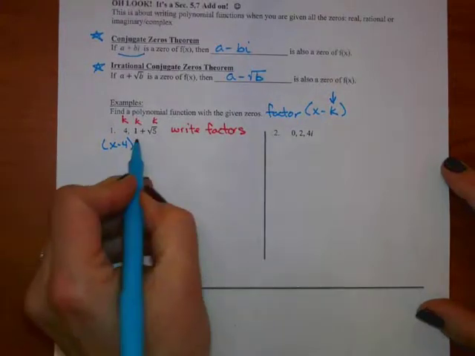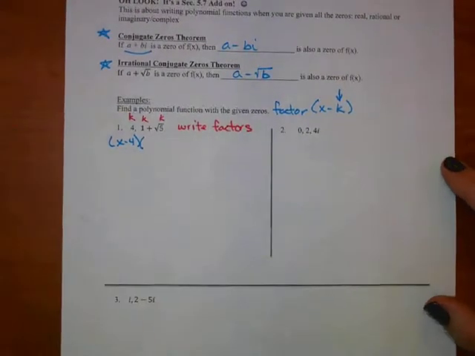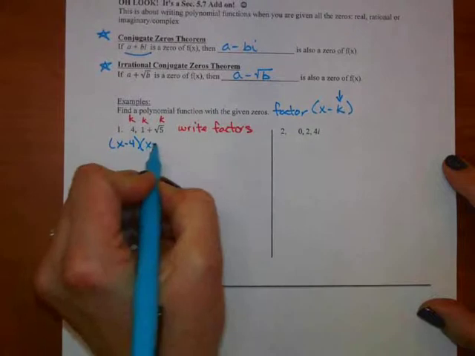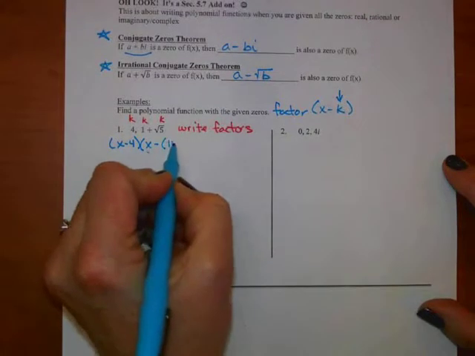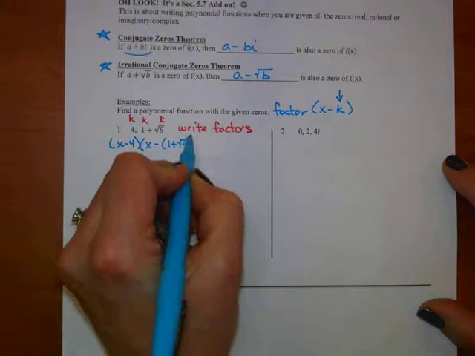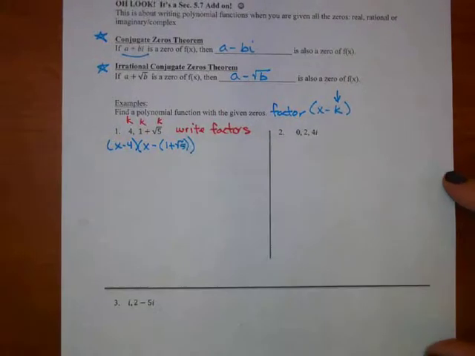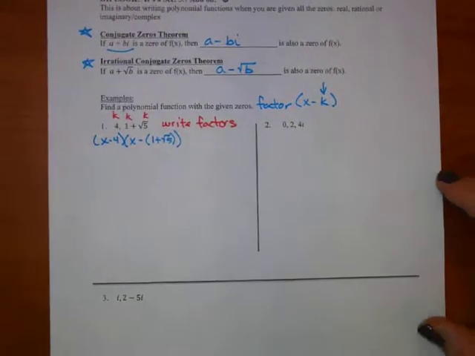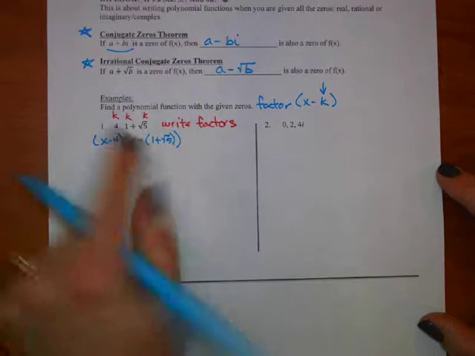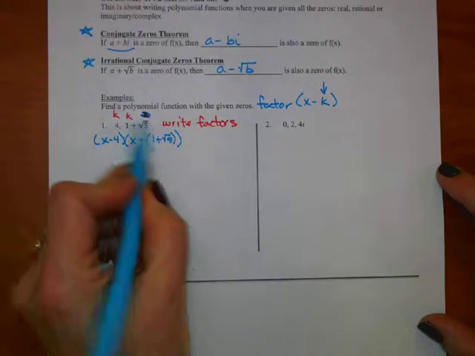Using this irrational number, it kind of looks like this. X minus, and then in parentheses, 1 plus the square root of 5. Close that parenthesis, and there's that factor. Because that whole thing is, I'm sorry, I shouldn't have written it like that. The whole thing is my k.